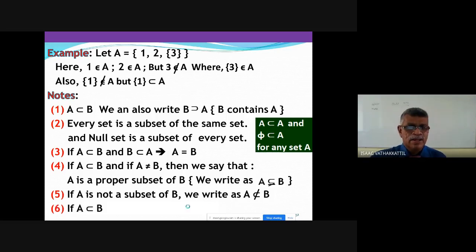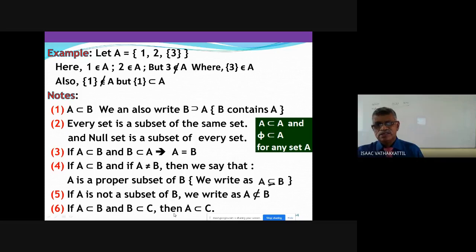Okay? If A subset B and B subset C, then A will be naturally subset of C. Why? All the elements in A are in B, and further, all the elements in B are in C. Then naturally, all the elements of A are in C. So, no need of a separate proof here. When A subset B and B subset C, then A will be subset of C. Any queries you can ask me?